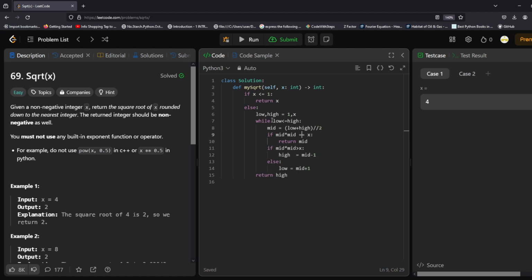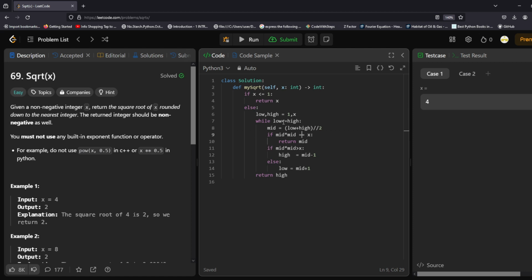Then we run the loop again, while low is less than or equal to high. So 1 is less than or equal to high. Mid equals 1 plus 1, 2 divided by 2, we get 1. So now our mid is 1, our high is 1, our low is 1. If mid squared is equal to x, 1 squared is not equal to 3, so the first doesn't run. The second is if 1 squared is greater than x, 1 squared is not greater than 3, so this doesn't run. Then else, low equals mid plus 1. So now low becomes 2, and high is 1.